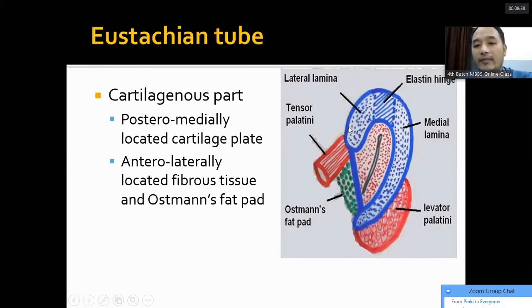It has got two lamina, lateral lamina and medial lamina, connected by an elastic band. Anterolaterally, it is deficient, so it is closed by fibrous tissue and a fat pad called Ostmann's fat pad. This is the cartilaginous part of the Eustachian tube.